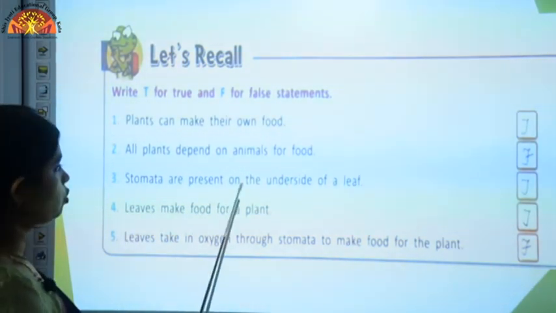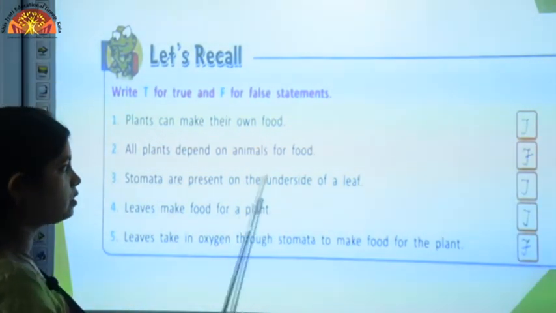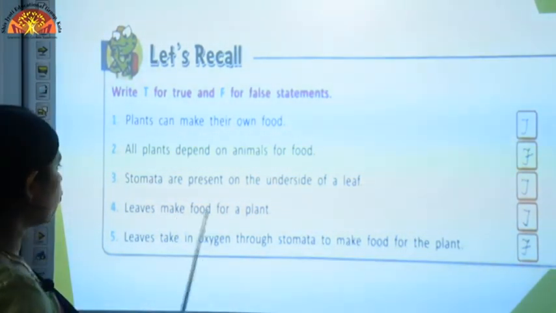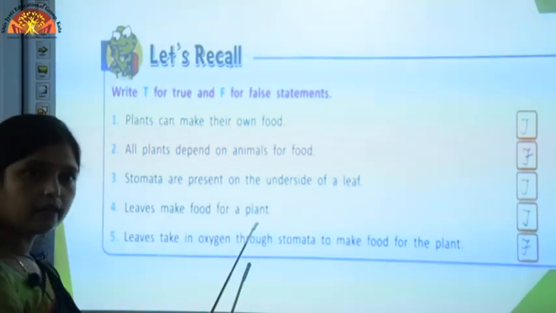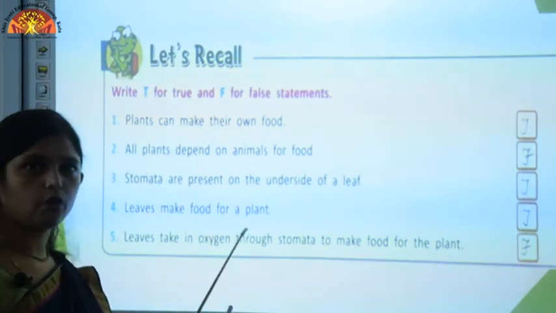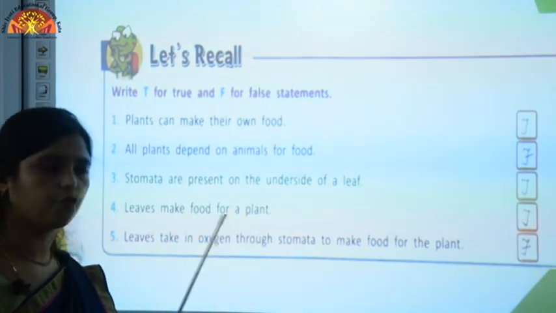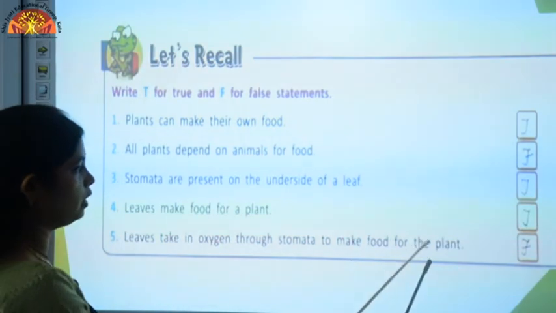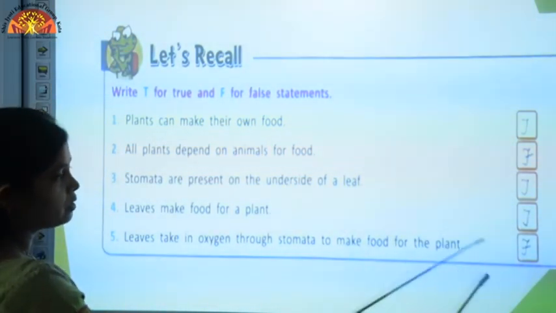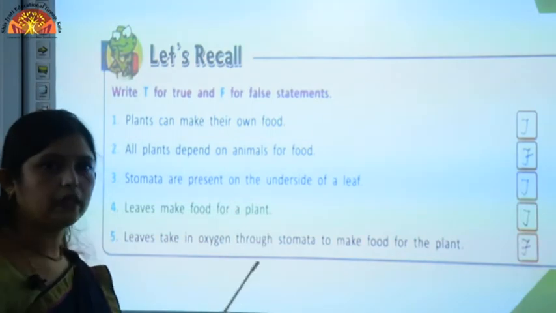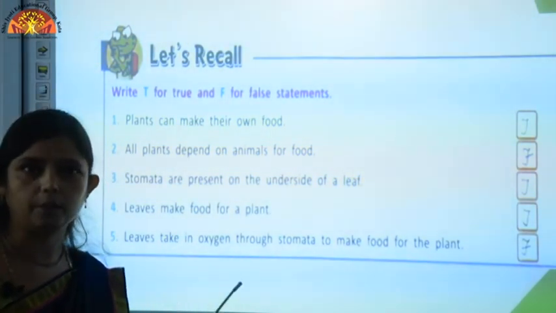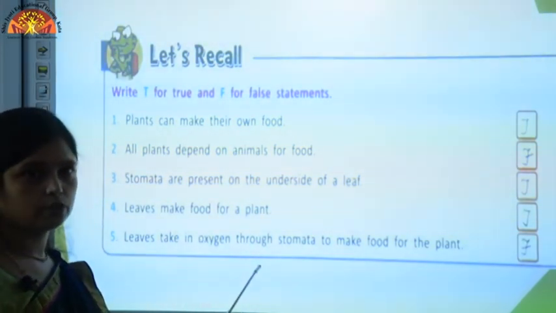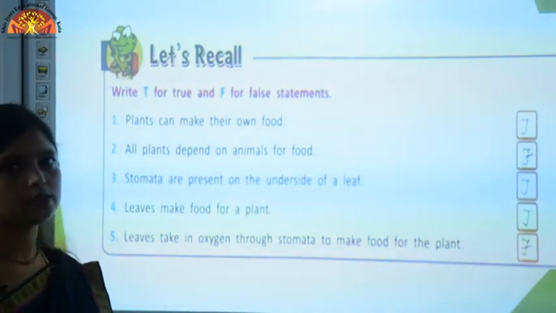Stomata are present on the underside of a leaf. Now, this is also a correct statement. So, we have written T over here. Leaves make food for a plant. Again, this is a correct statement because leaves contain chlorophyll which helps in preparing food for plants. Leaves take in oxygen through stomata to make food for the plant. So, here this statement is false because raw material for photosynthesis is carbon dioxide. So, leaves take in carbon dioxide and not the oxygen. Okay, they give out oxygen during this process.